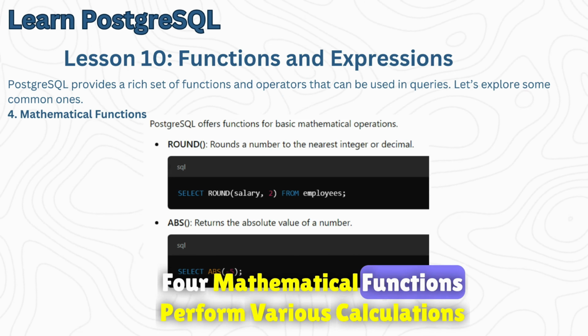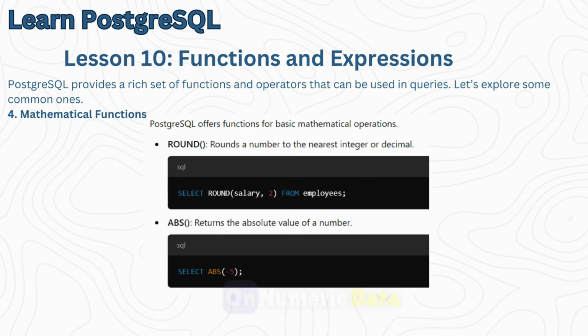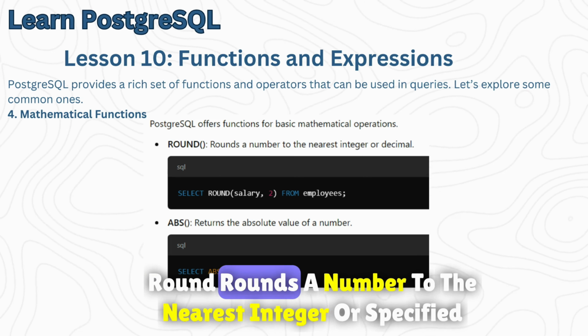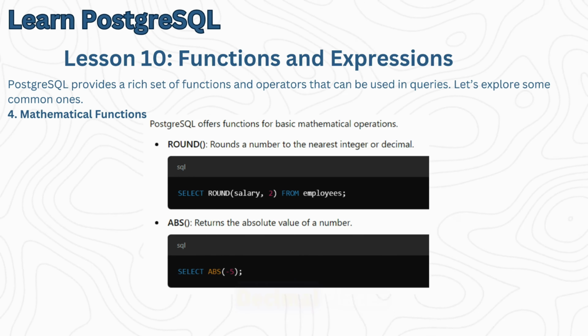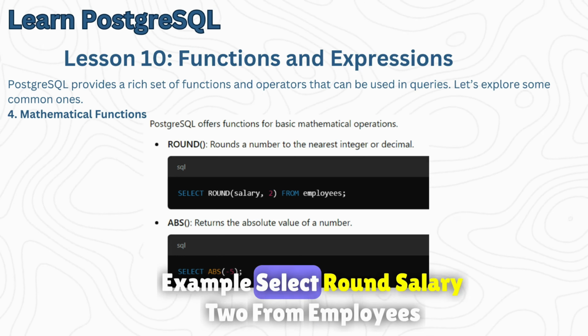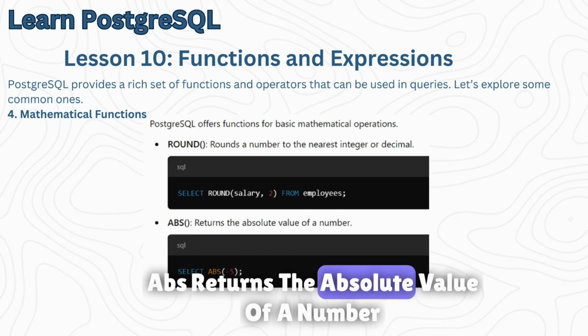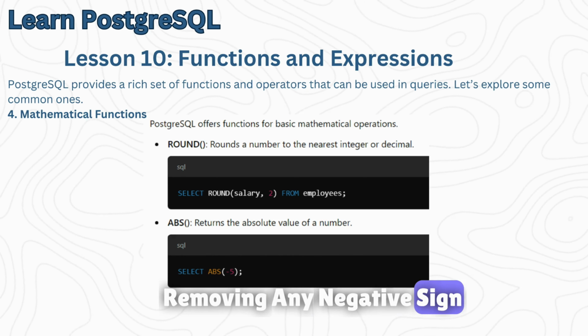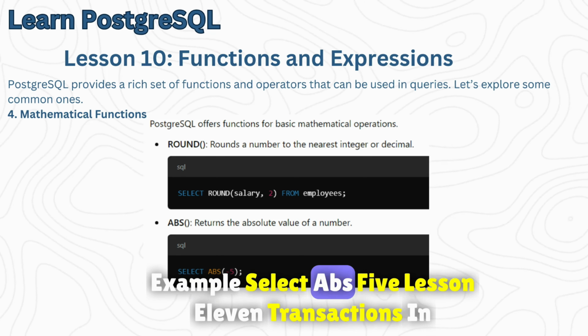4. Mathematical functions. Perform various calculations on numeric data. ROUND rounds a number to the nearest integer or specified decimal places. Example: SELECT ROUND(salary, 2) FROM employees. ABS returns the absolute value of a number, removing any negative sign. Example: SELECT ABS(-5).